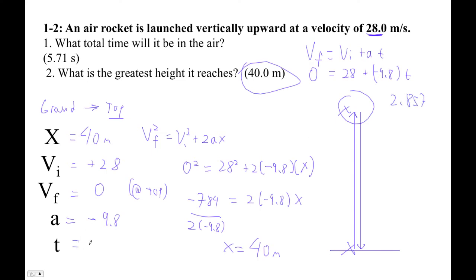Now understand that that's just the time it takes to get to the top. But the total time it's in the air is going to be 2.857 plus 2.857, so I'm going to multiply that by 2. Don't forget that. It's sad to do all this math and then forget the total time in the air. It's 2.857 seconds up and 2.857 seconds down. So double that and you get 5.71 seconds.